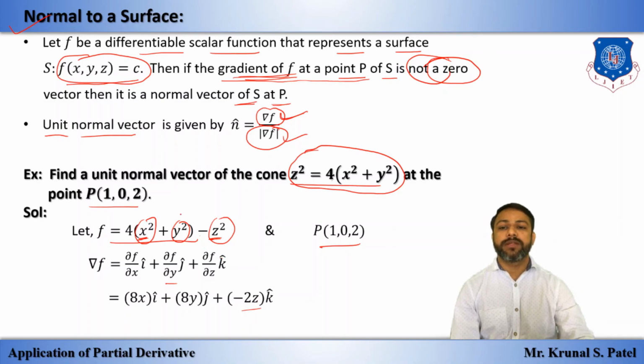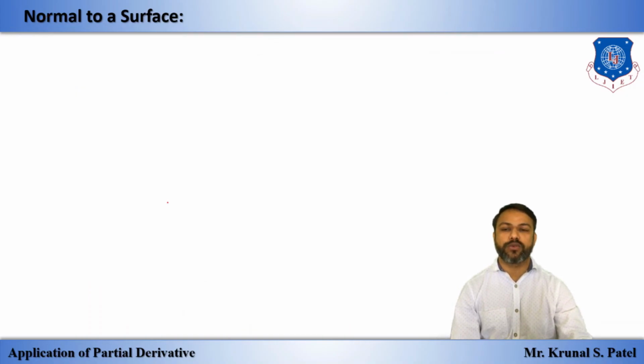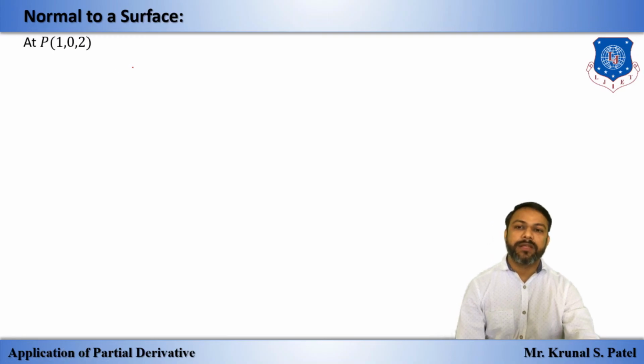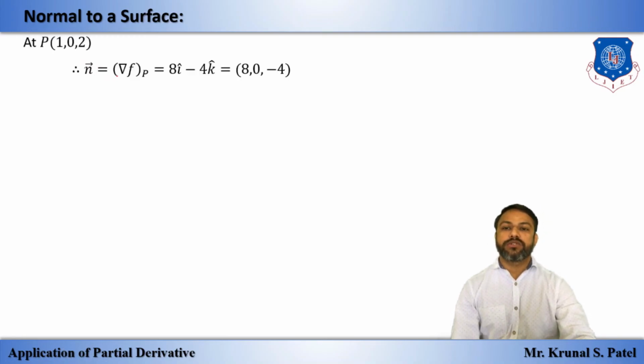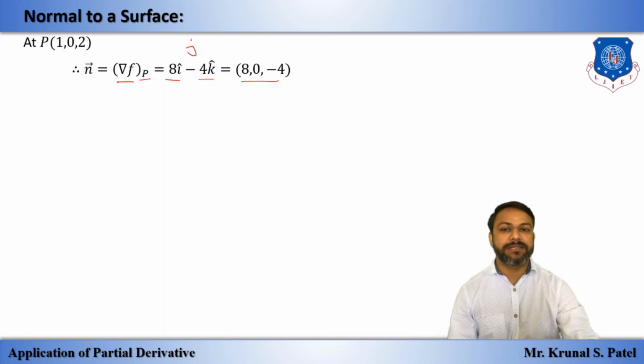Now we put the point P, 1 comma 0 comma 2. So the gradient of f at point P will be: because y is 0, the middle term is 0, so 8i minus 4k, and we can write this in the form 8 comma 0 comma minus 4. Here the coefficient of j is 0, but we have to write it down. We call this vector n.